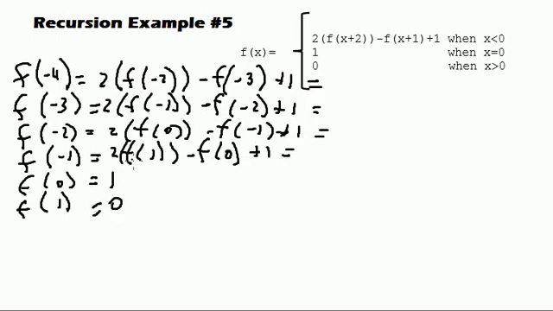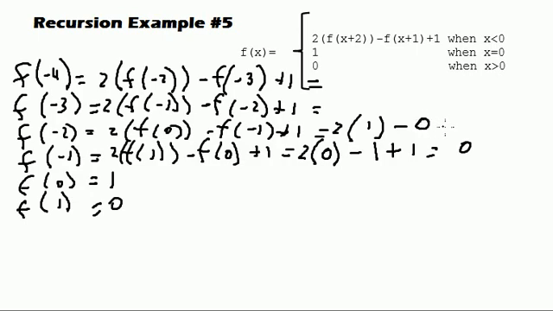So now we can complete this definition by saying 2 times the function of 1, which was 0, minus the function of 0, which is 1, plus 1, and we get 0. To complete this definition, we do 2 times the function of 0, which is 1, minus the function of -1, which we just found was 0, plus 1, for a total of 2 times 1 minus 0 plus 1 is 3.